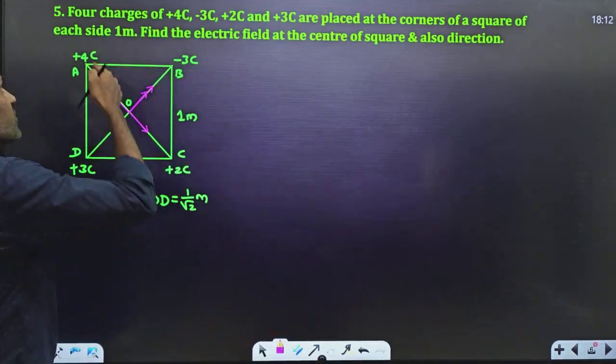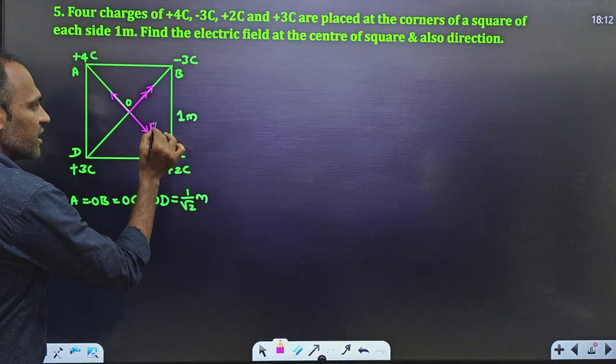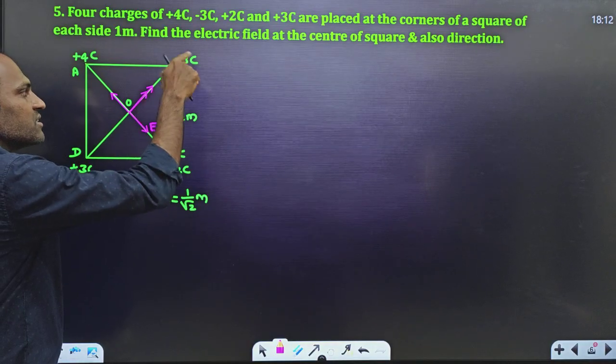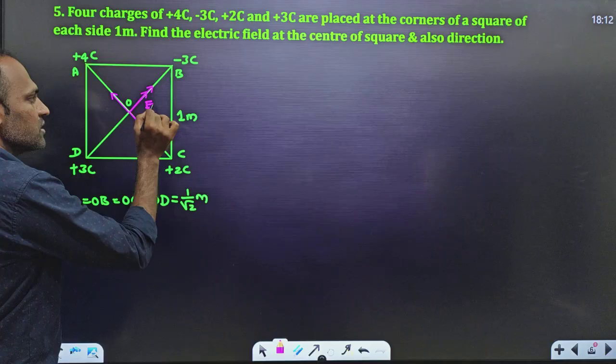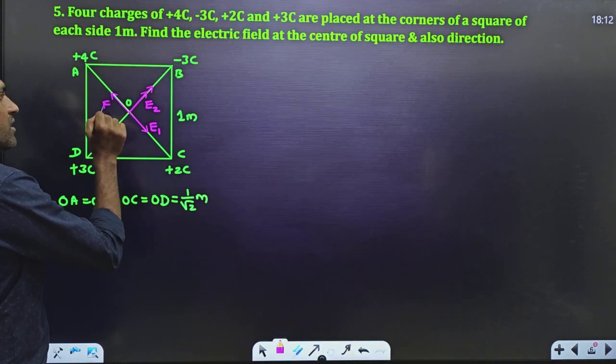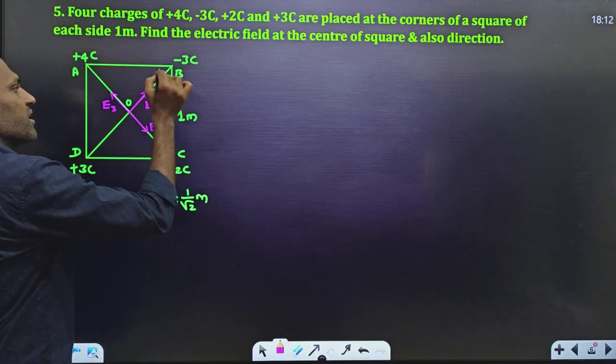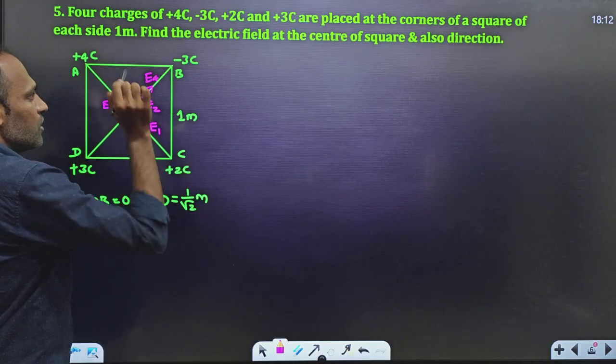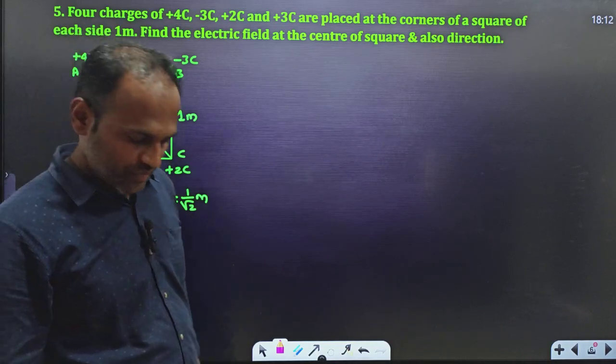So let us name the electric fields. The plus 4 electric field coming this way, I will call it as E1. The minus 3 electric field coming this way, I will call it as E2. The plus 2 electric field coming away, I will write this as E3. The plus 3 electric field this way, I will call it as E4. So these many electric fields we are having, correct?